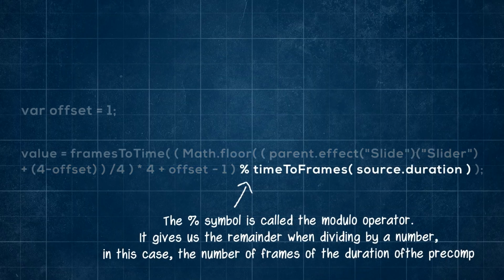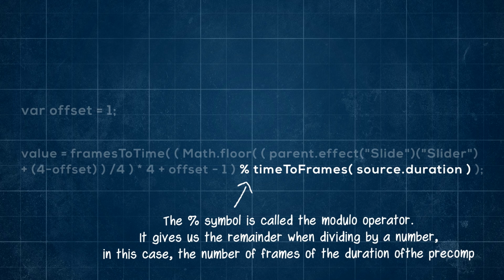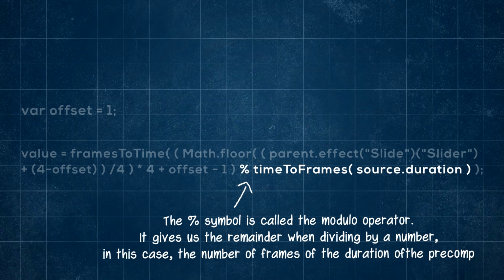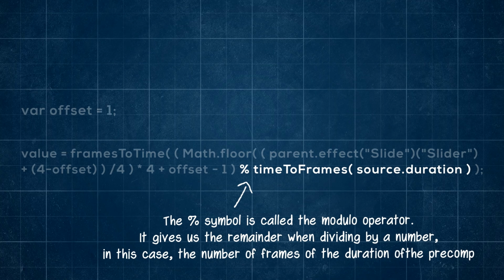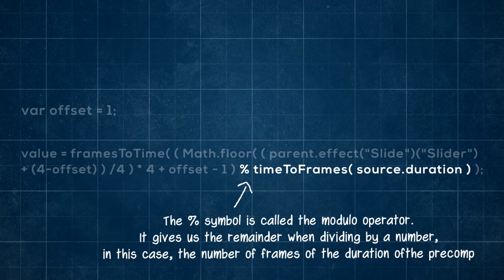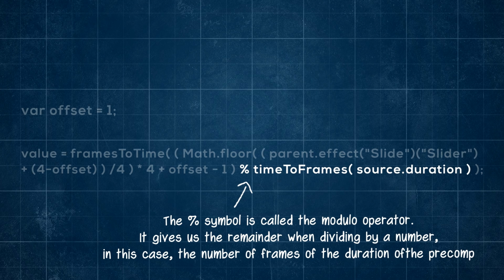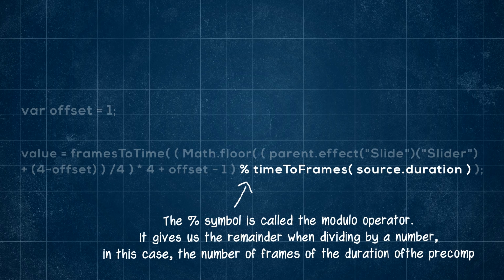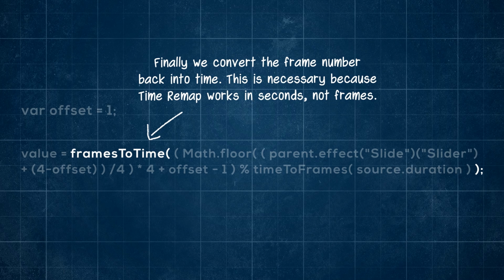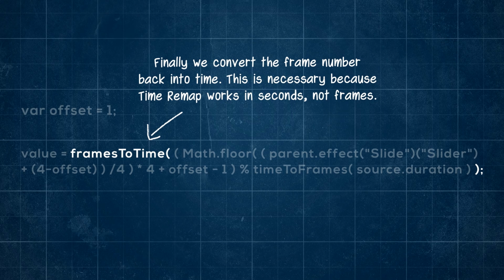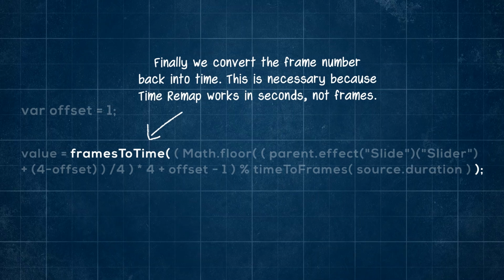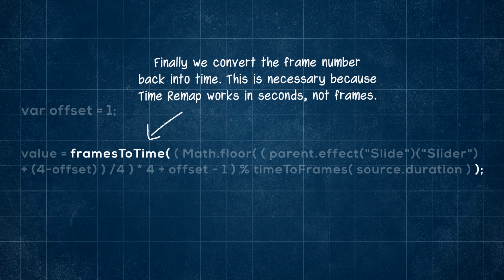Next, we use the percentage symbol, also known as modulo, to ensure the calculated frame loops back to the start when it exceeds the total number of frames in the pre-comp. For example, if the slider value goes beyond the layer's duration, this keeps the animation looking seamless. The modulo symbol essentially gives us a number and calculates what the remainder would be if they were divided. Finally, we convert the frame number into a time value. Time remap uses time values in seconds used as a decimal, so this step is necessary to make After Effects understand which part of the pre-comp to display.